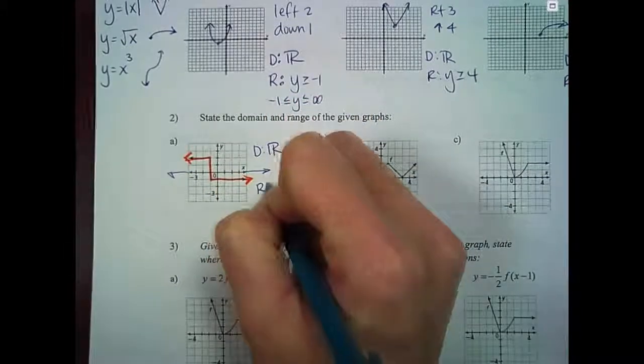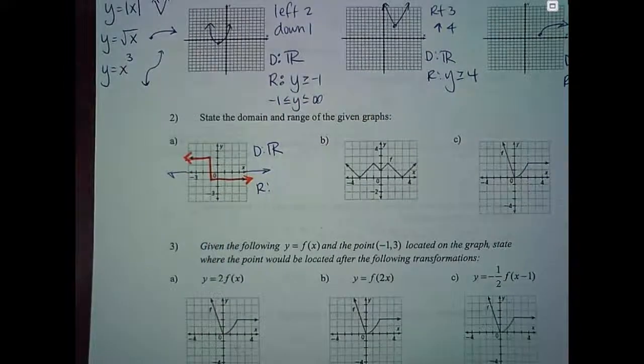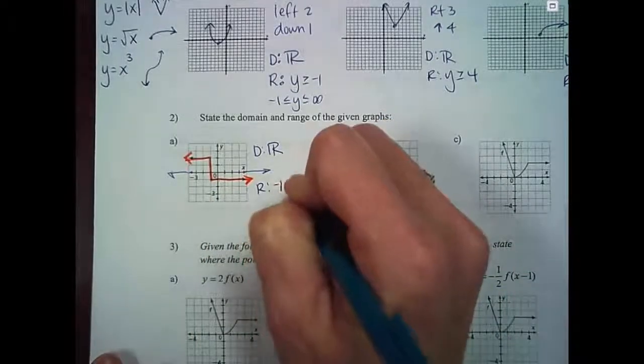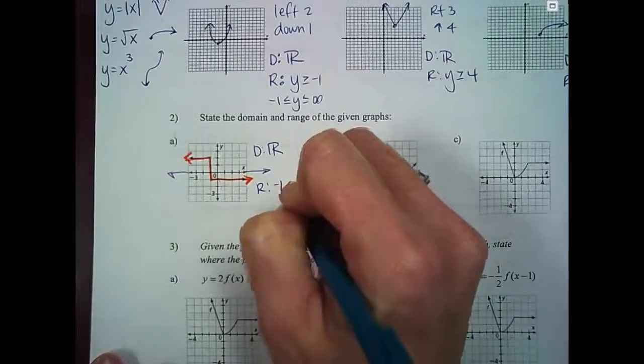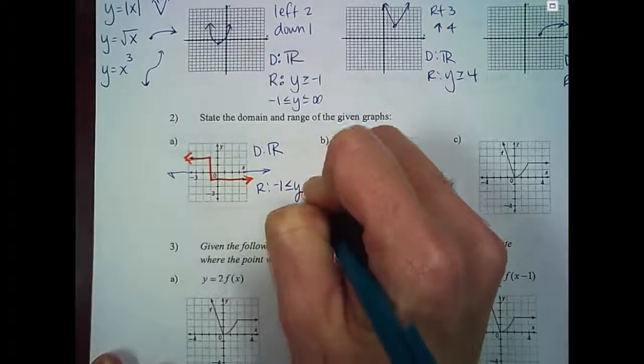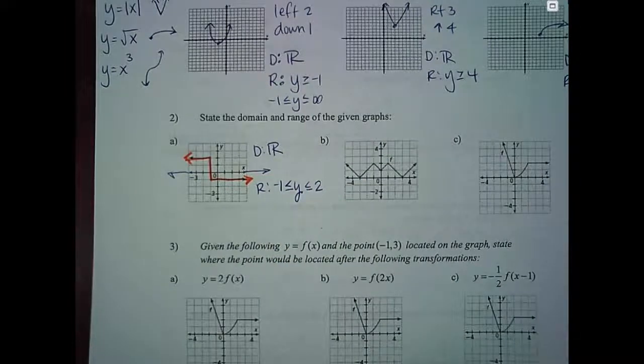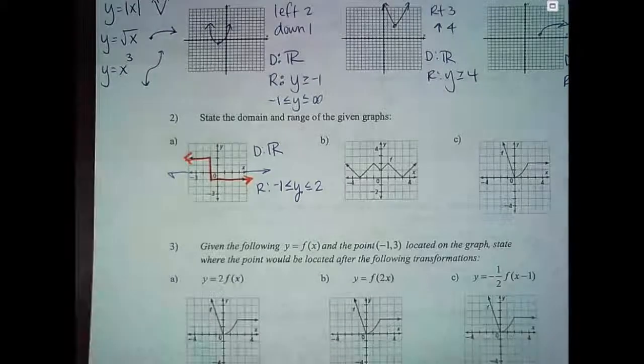And then for the range, what's the highest and lowest point? This is 2 and -1. Okay, and remember when you write domain and range, you start with the smallest. So we're going to start with the smallest y value, which would be -1, is less than or equal to y, which is less than or equal to 2. Okay, I'm going to give you 1 minute to do B and C.